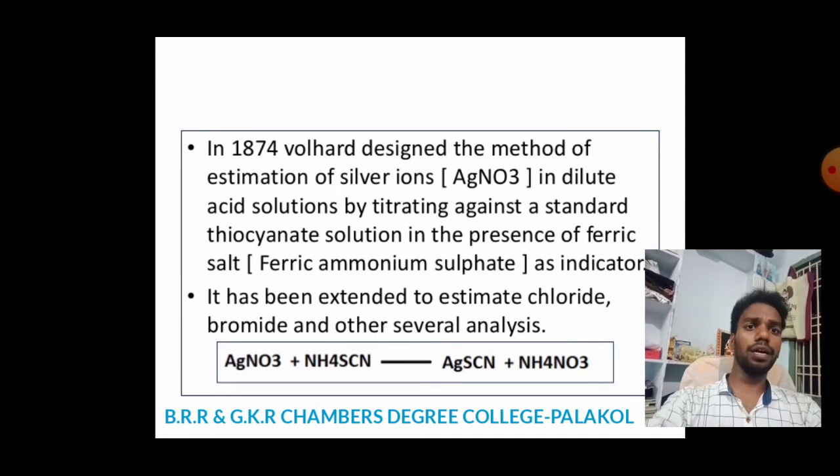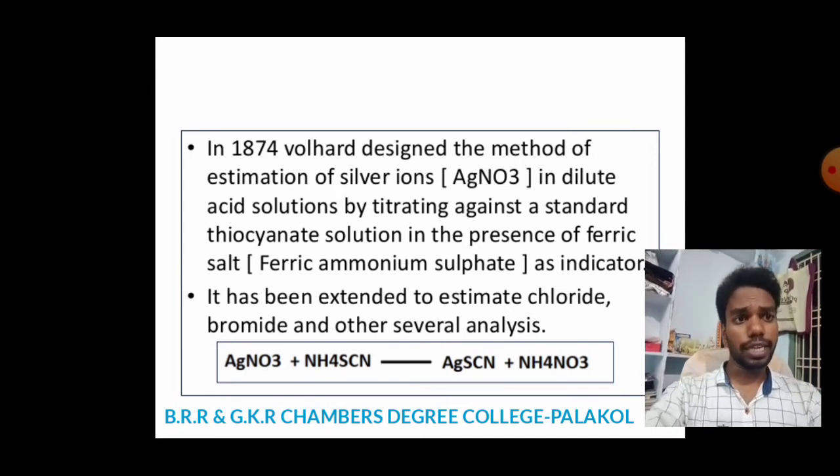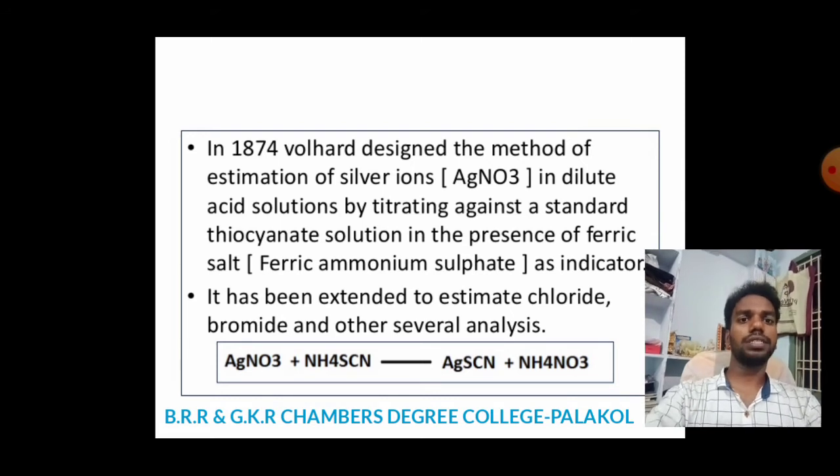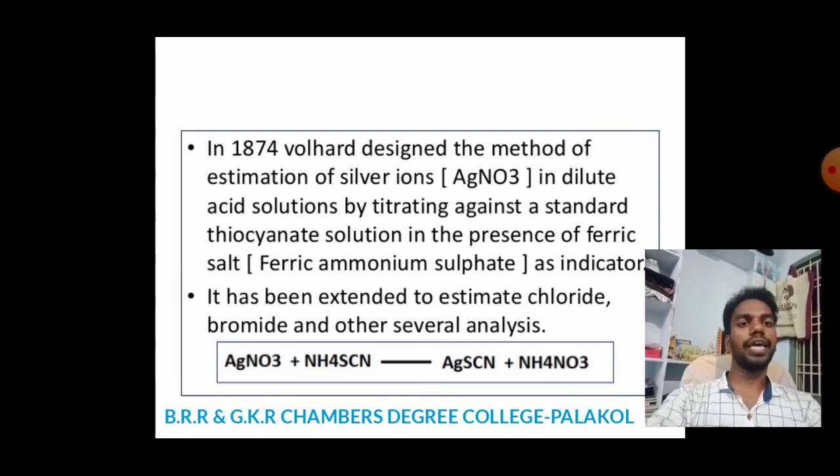In the conical flask you take silver nitrate and ferric ammonium sulfate, that is ferric alum, as indicator. Now two precipitates are formed. From the burette, thiocyanate ions, SCN minus, react with Ag+ ions as well as ferric ions, and ferric thiocyanate and silver thiocyanate are formed. But first silver thiocyanate is formed, after that ferric thiocyanate will be formed.